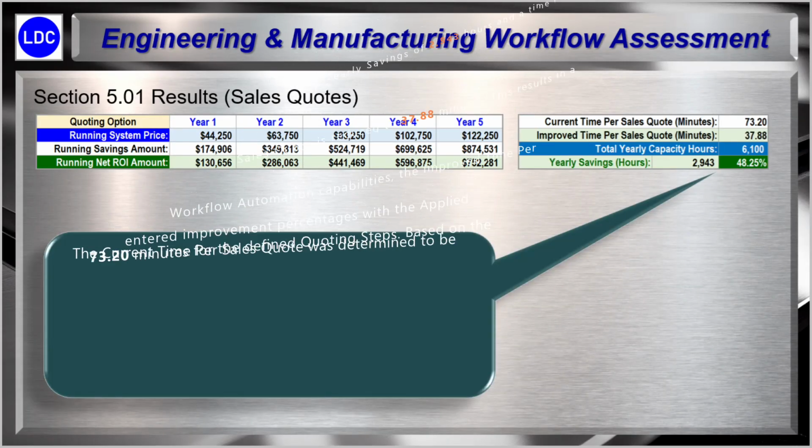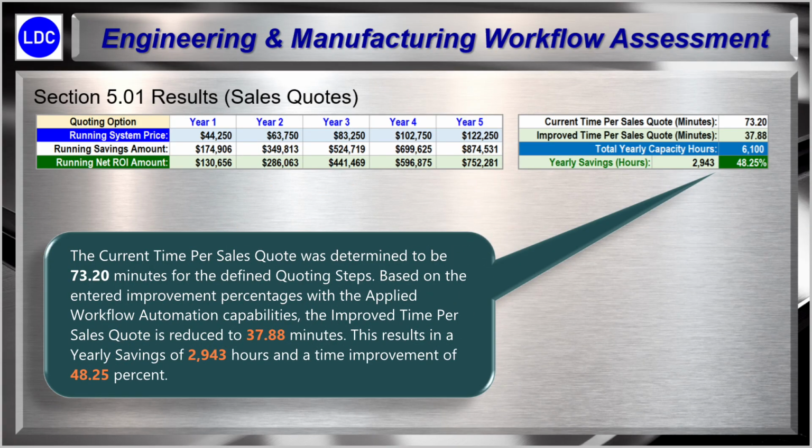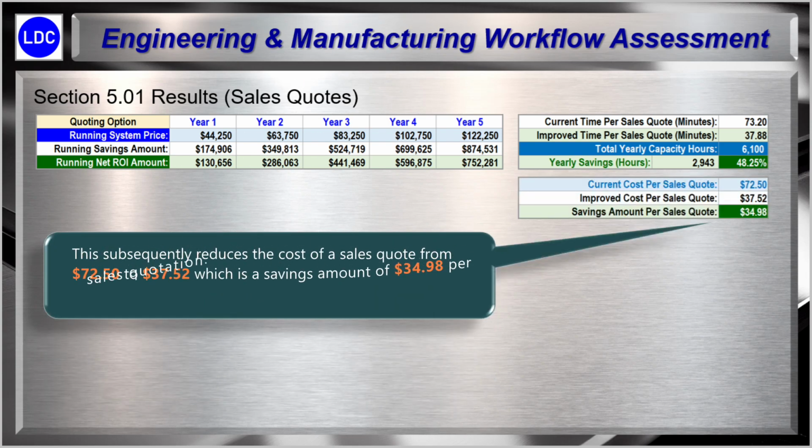The current time per sales quote was determined to be 73.20 minutes for the defined quoting steps. Based on the entered improvement percentages with the applied workflow automation capabilities, the improved time per sales quote is reduced to 37.88 minutes. This results in a yearly savings of 2,943 hours and a time improvement of 48.25%. This subsequently reduces the cost of a sales quote from $72.50 to $37.52, which is a savings amount of $34.98 per sales quotation.